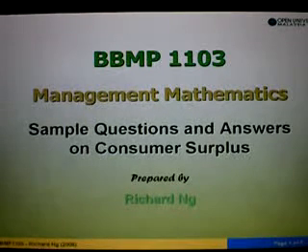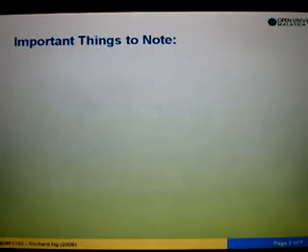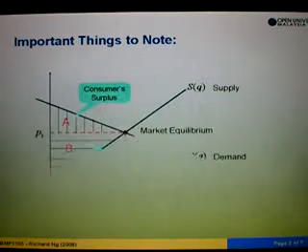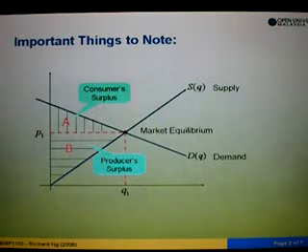Okay, in this video I'm going to show you how to answer questions related to consumer surplus. We need to take note of the following when we answer consumer or producer surplus questions. If we look at this graph, in the exam we will normally be given the demand function and also the supply function. So what we need to do is draw a graph based on the equations given, and then find the equilibrium point.